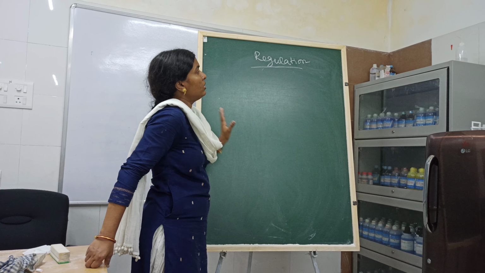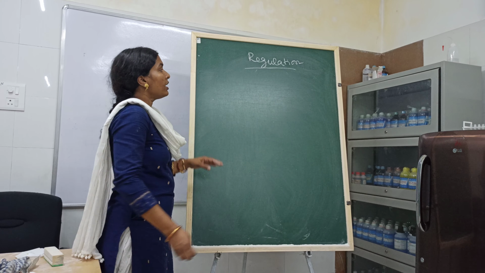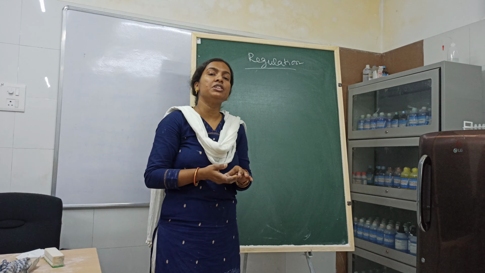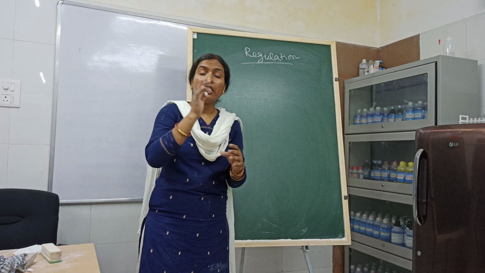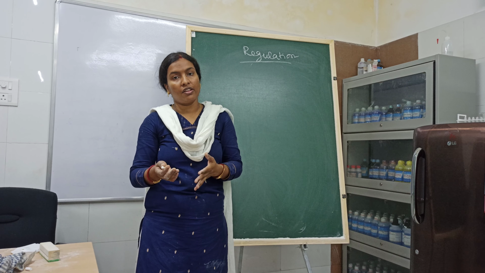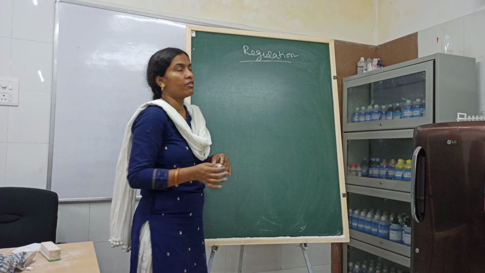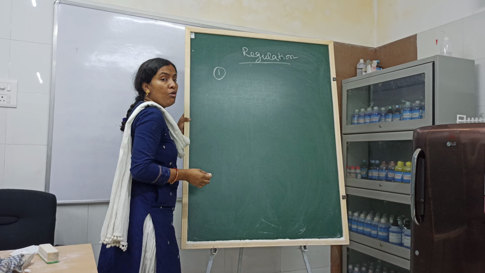So now, the regulation of enzyme activity. Regulation means the enzyme activity can be increased or decreased. Previously, inhibitors stopped the enzyme reaction, but regulators can increase or decrease the reaction. So here lies the basic difference between inhibitors and regulators. The regulation can be done in five ways.